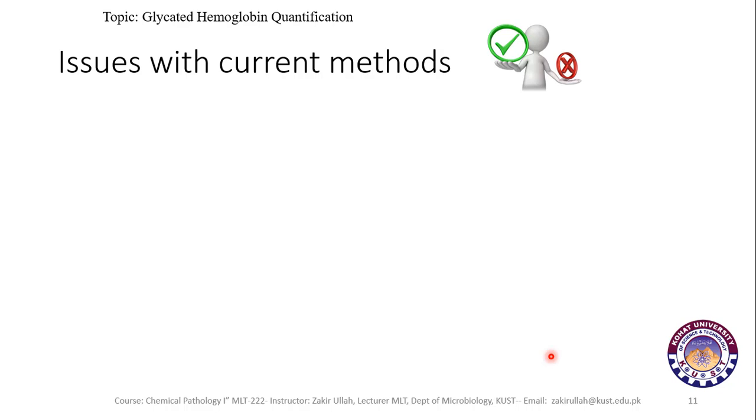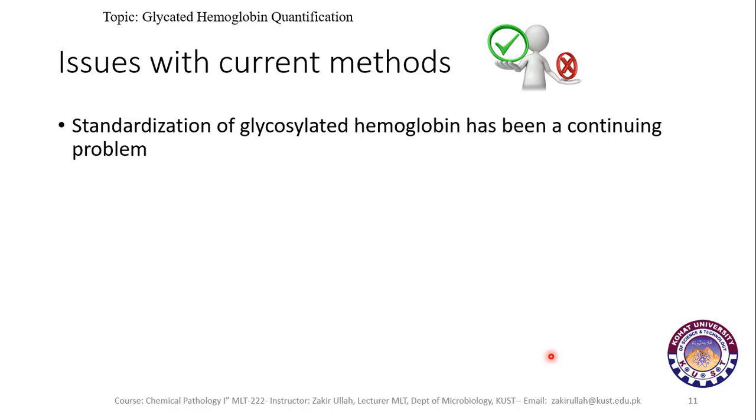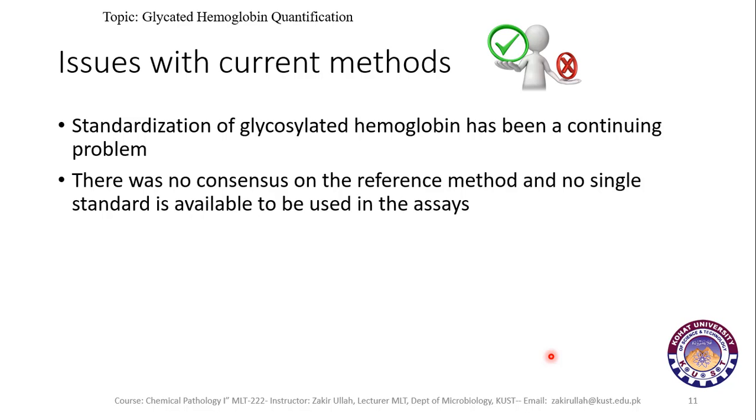The issue with these current methods is that there is no standardization. It is a continuous issue with all the methods, that there is no standardized method for the measurement of glycosylated hemoglobin, and there was no consensus on the reference method. No single standard is available to be used in the assay.